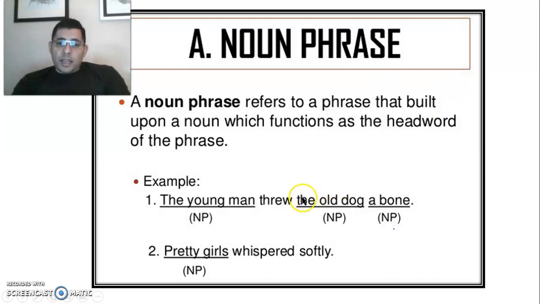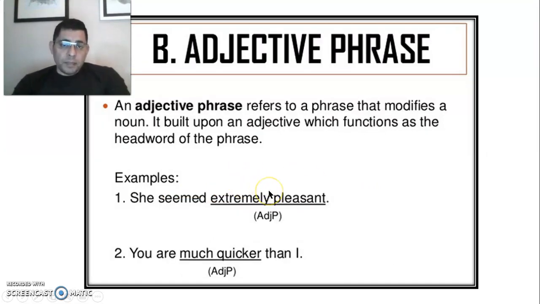So the same case here, I can have, "the man threw the dog a bone." So if you see, I can eliminate young and I can eliminate old, and I still have the same sentence. So therefore, inside of this one, I have an adjective phrase. Inside of this one, I have another adjective phrase. But here, I do not have an adjective phrase. I have only a noun phrase. So therefore, the principal phrase that I have here is a noun phrase, and inside of these noun phrases I have an adjective phrase.